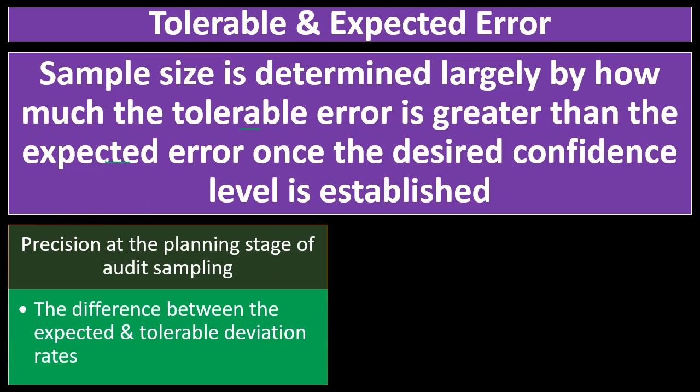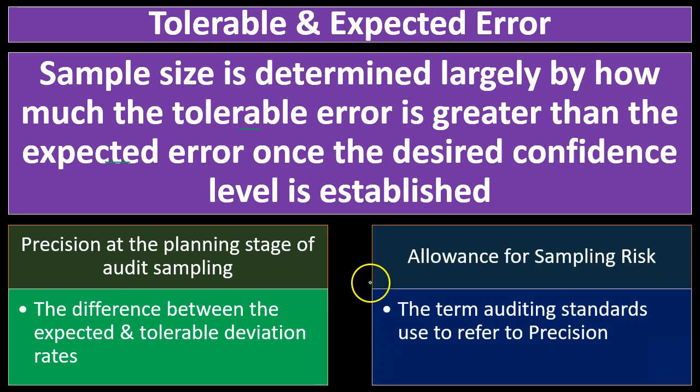Precision at the planning stage of the audit sampling is the difference between the expected and tolerable deviation rates, and the allowance for sampling risk is the term auditing standards use to refer to precision. So in other words, we're defining precision at the planning stage of the audit sampling. That is the difference between the expected and tolerable deviation rates. The allowance for sampling risk is the term that auditing standards use to refer to precision.